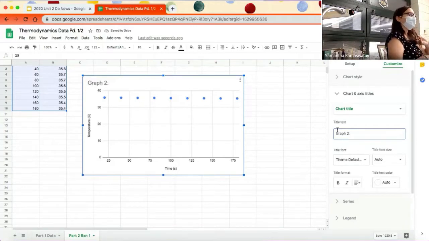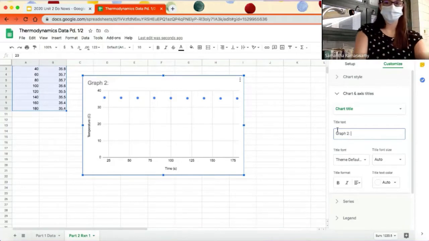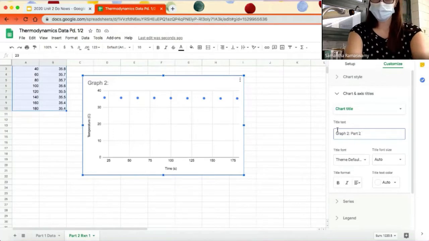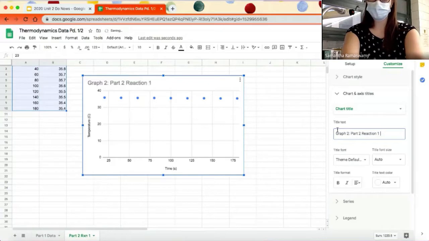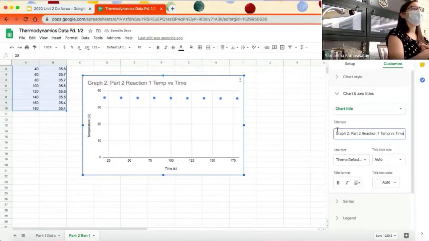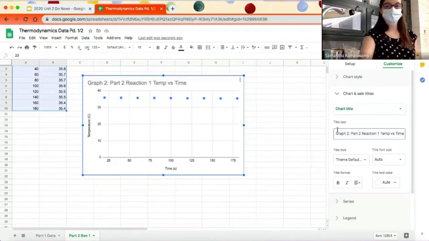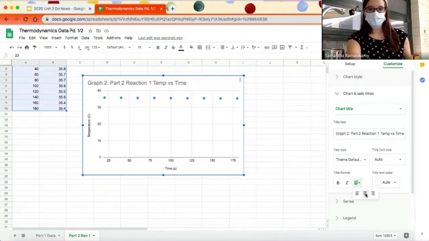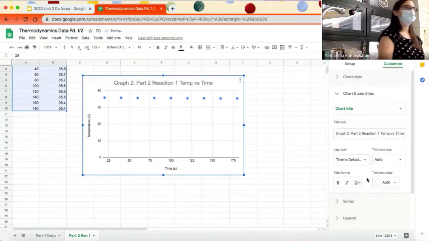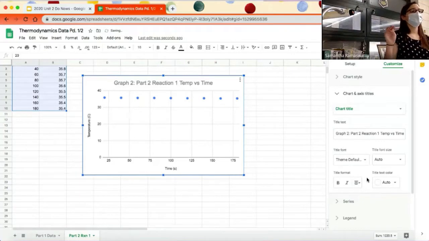So just like with data tables, the graph needs a number. I'll say part 2, reaction 1. I'll do temp versus time. So graph 2 is important, and it's also important that we remember to add this as part 2, reaction 1. I'm going to center it just for my own sake. You can change the color, you can bold it or italicize. I don't really care. I just want to make sure you have graph 2 and then part 2, reaction 1 in the title.